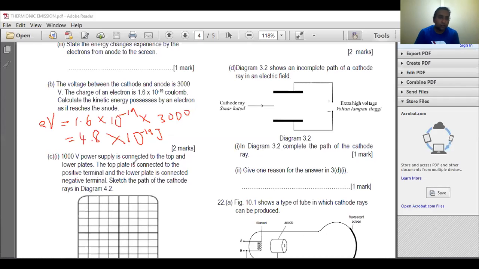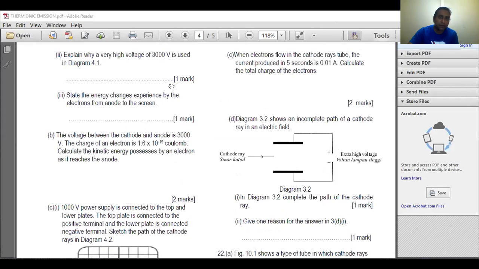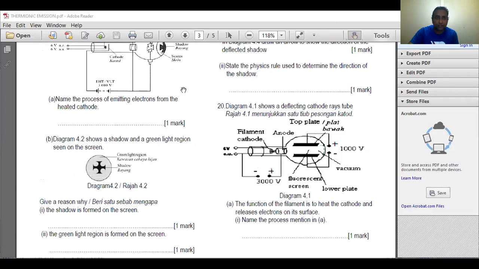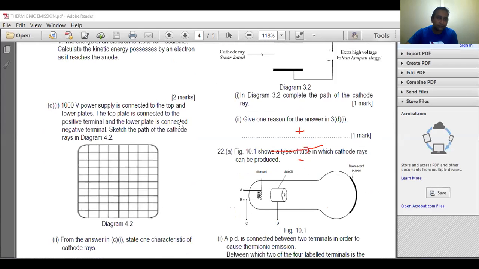Next. A 1000-volt power supply is connected to the top and lower plates. The top plate is connected to the positive terminal, the lower plate to the negative. Sketch the path of the cathode ray. Based on this diagram, the top will be positive and the bottom negative. The cathode ray is negative, so when it travels here it will be deflected upward. They ask you to draw it here, so you just sketch it, showing it deflected upward.